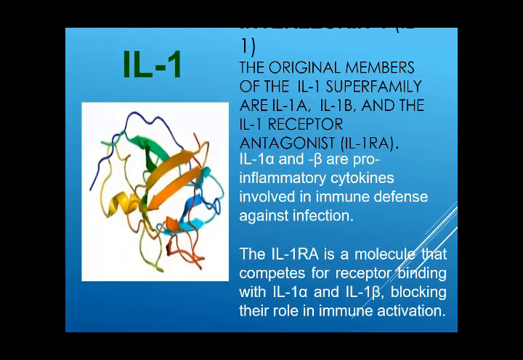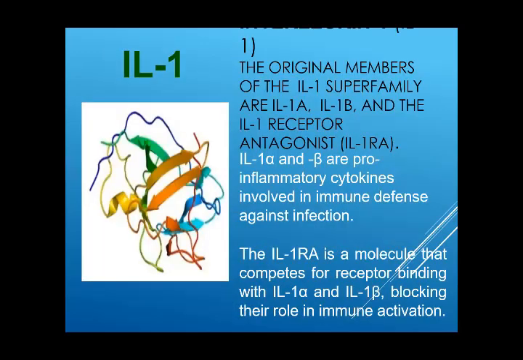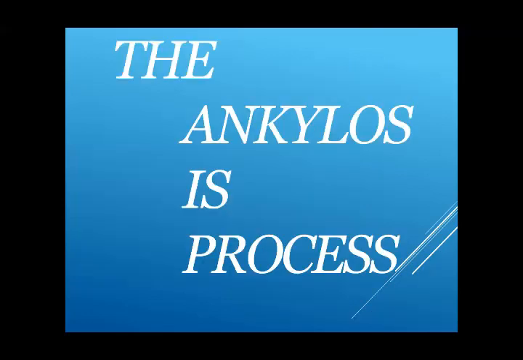Interleukins, again, are markers of inflammatory cytokines involved in the immune defense against infection. Interleukin 1 is the molecule that competes for receptor binding of interleukin alpha and beta, blocking their role in immune activation. So these are the three major factors involved in the inflammatory process of the axial spine, leading to damage, deformity and kyphosis: HLA-B27, tumor necrosis factor, and interleukins. These are the three markers of inflammation that lead to damage to the spine.